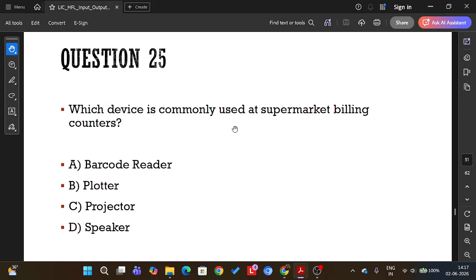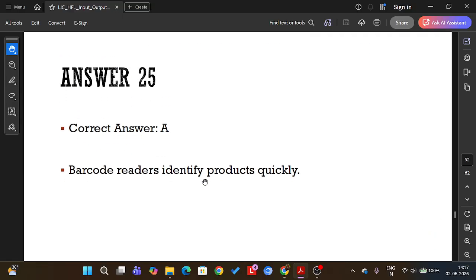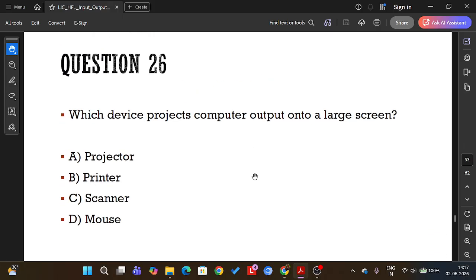Question 25. Which device is commonly used at supermarket billing counters? Barcode reader, plotter, projector, speaker. So we all know there are barcodes on any kind of food packets. So it would be barcode reader, which identifies the products quickly.